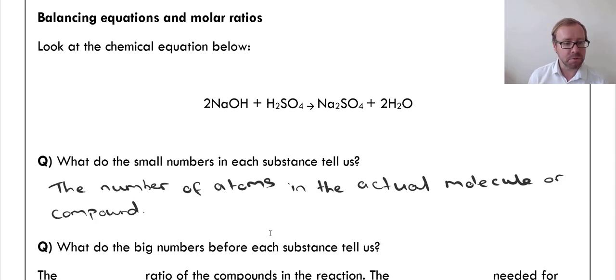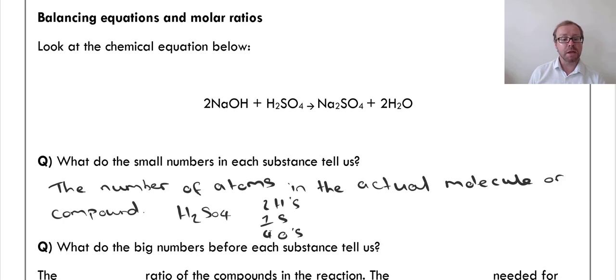Okay, so for example here, we said the number of atoms in the actual molecule or compound. We'll take sulfuric acid, for example. So this tells me that the small numbers here mean that I have 2 hydrogens, 1 sulfur, and 4 oxygens. So the number to the right of the element tells us how many of that atom is actually in the molecule.